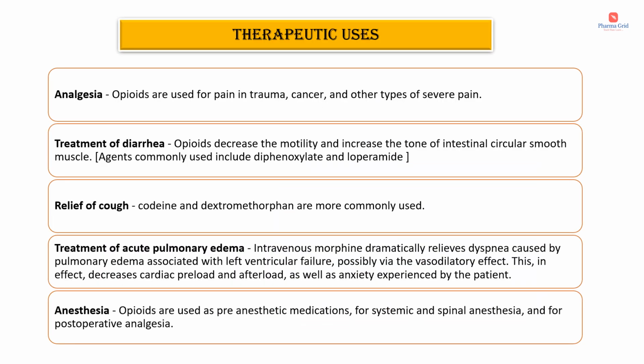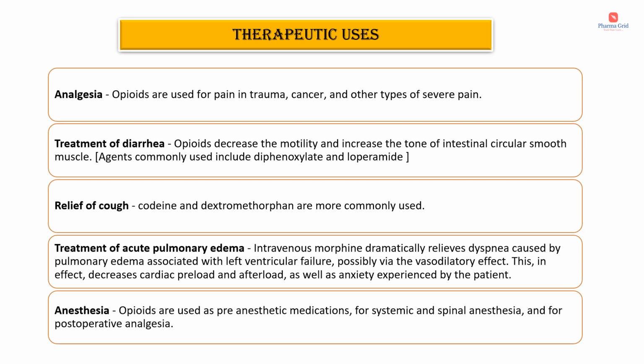Therapeutic uses of opioid drugs. So the first one is analgesia. Opioids are used for pain in trauma, cancer and other types of severe pain. Next use is treatment of diarrhea. Opioids decrease the motility and increase the tone of intestinal circular smooth muscles. That is, agents commonly used include diphenoxylate and loperamide.